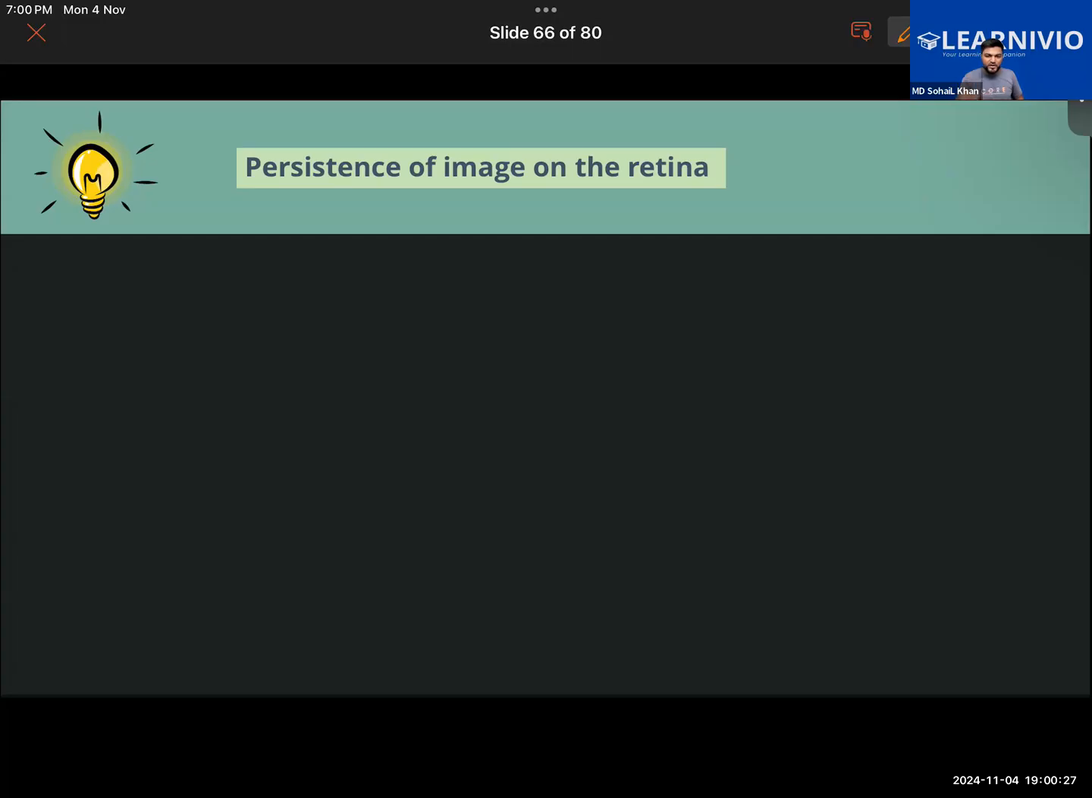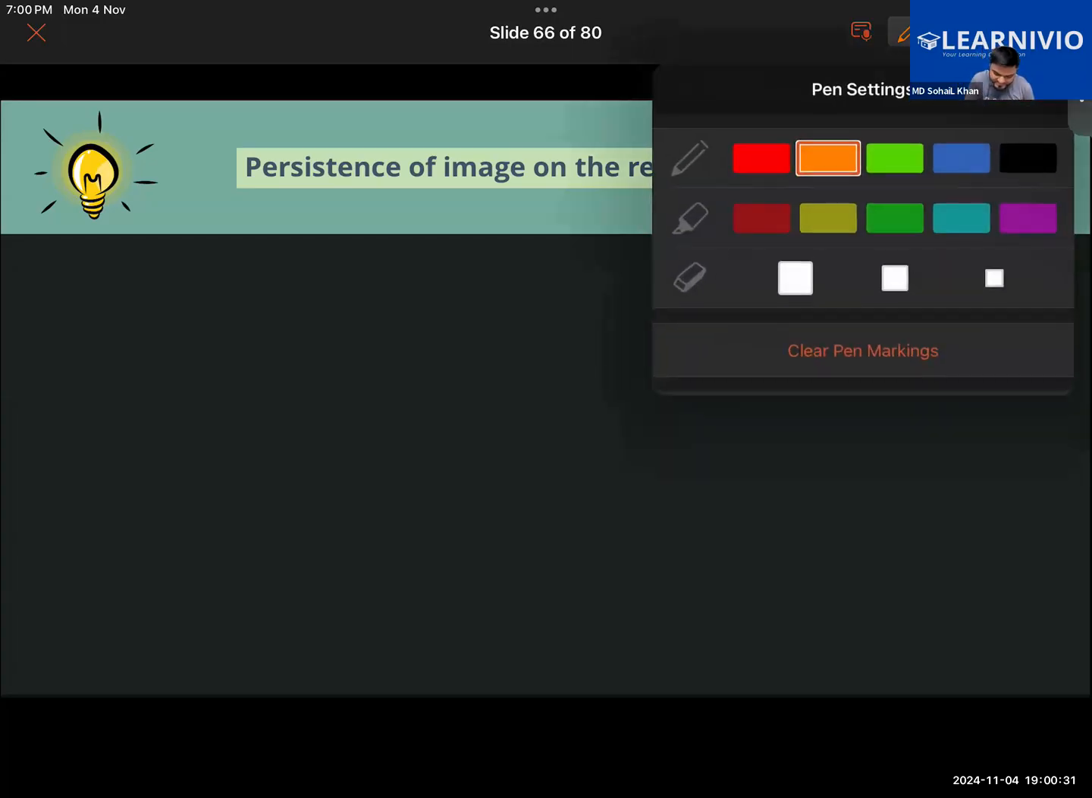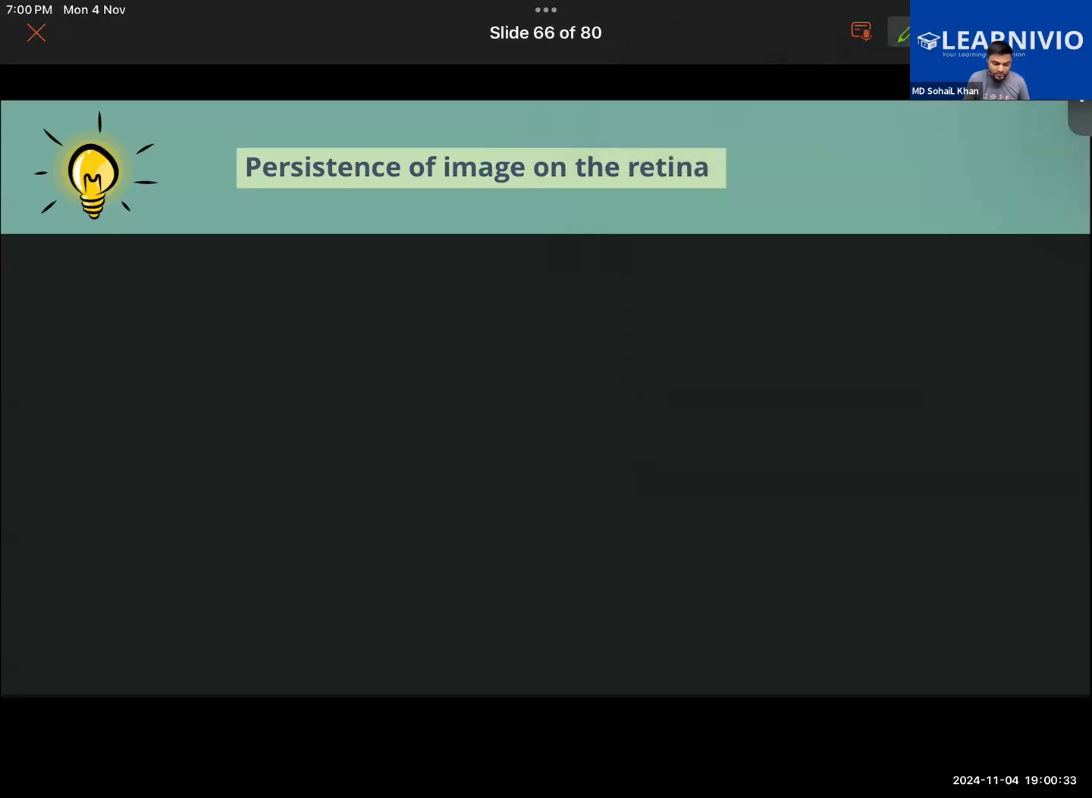So the image of an object that is seen by our eyes would be persisting, would be remaining on our retina for about 1/16th of a second. For about 1/16th of a second. So that's a really very small period of time, isn't it? Even if the object would have disappeared from your view, even if the object is no longer in front of you, still for about 1/16th of a second, the image of that object will remain on your retina. So that is called persistence of image on the retina.